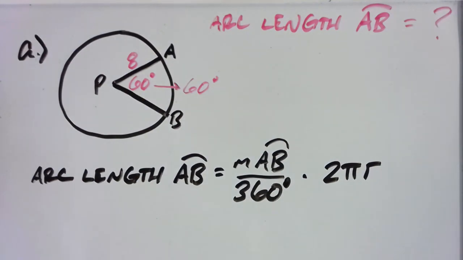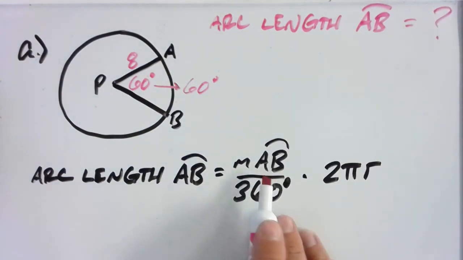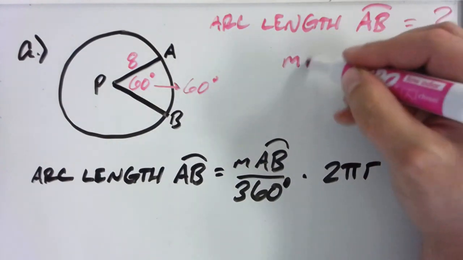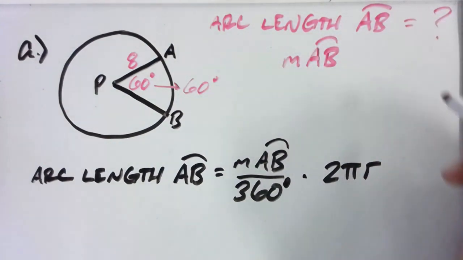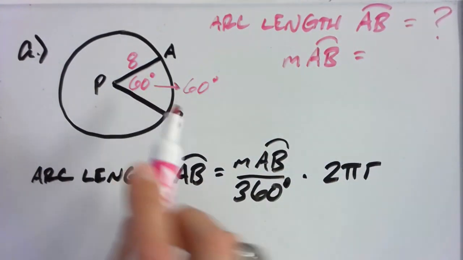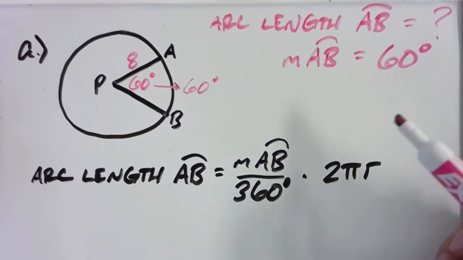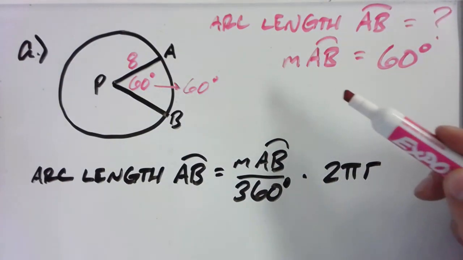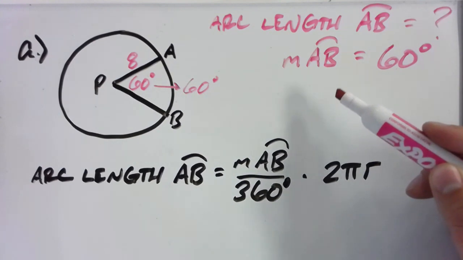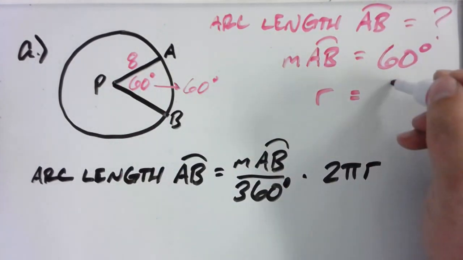So what I typically do is I first organize the information that I'm given into those 3 categories. Arc length, this is the piece I'm solving for. The measurement in degrees of that arc. In some cases, I need to solve for it. Here, it was just a simple translation of taking that central angle and applying it to that arc. So in this case, it's 60 degrees. And then the other piece will either be radius, diameter, or circumference. In this case, based on the diagram, it's a radius. So radius here is 8 units.